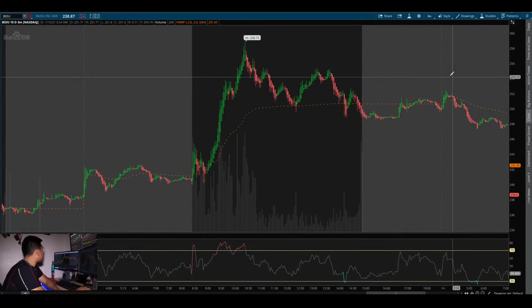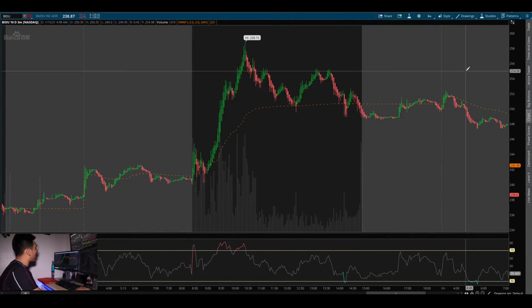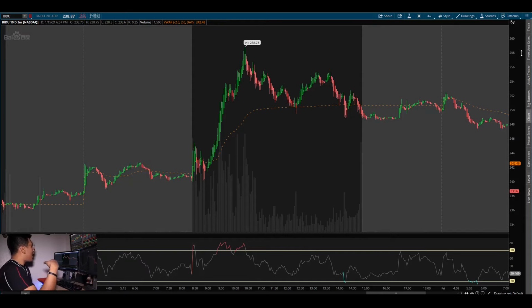Another example I can show you guys is BIDU, right? So with BIDU, we crossed above VWAP here. We had a big, nice move, right? And I wanted to see if the stock could still have a nice move towards the upside, or maybe just a little reversal, you know, for a scalp.